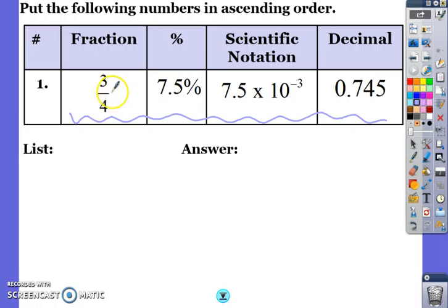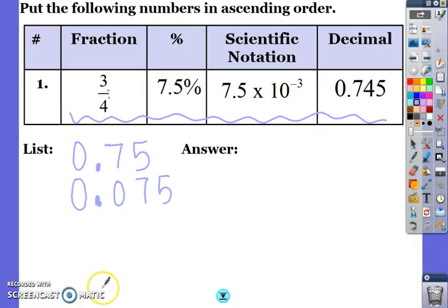So a fraction, top divided by bottom, gives me 0.75. I'm going to put them on a list here for me, okay? 7.5%. So you can use your new trick. 7.5 second percent gives me 0.075. Notice that I lined up the decimal points. I'm going to keep lining them up as I go down so I can look at them.